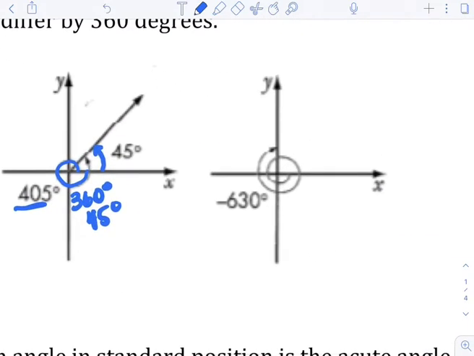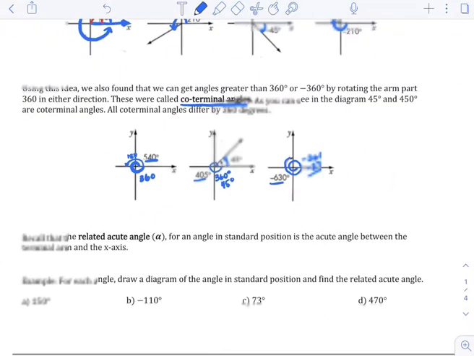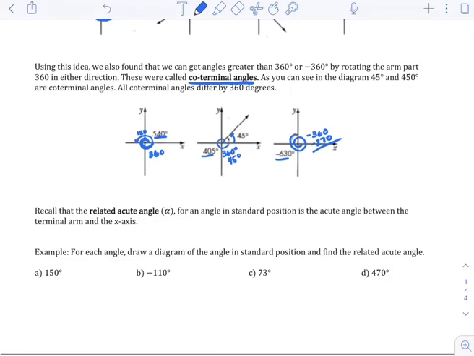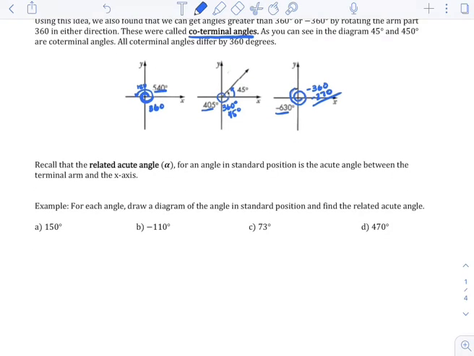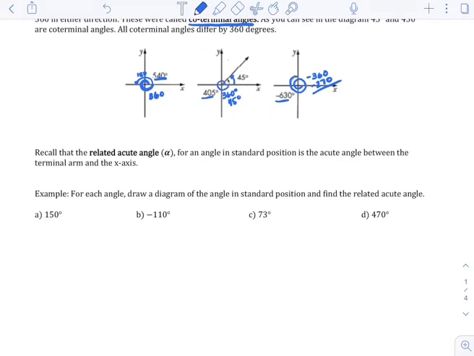And same for the last one. Notice this one's going in a negative direction because it's negative. So it's going all the way around, negative 360, then 90, 180, 270. Those two, when we add them together, that's where we get that negative angle. So it's gone around more than once, and those are called coterminal angles. So let's take this idea and apply it to some other situations.